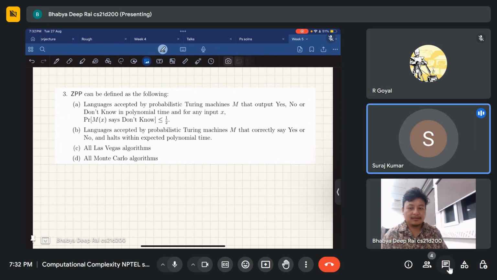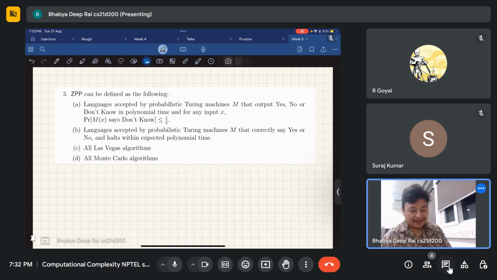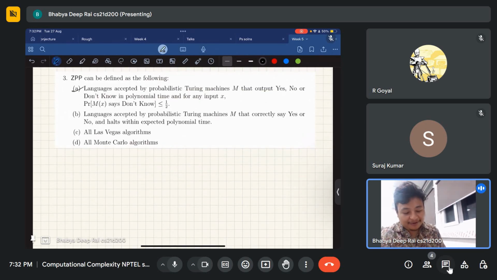For me, only A and B. C, Las Vegas, I don't know. Yeah, only A and B. Okay, for you, you are correct actually. Also, Suraj, for your information, ZPP exactly captures what are called Las Vegas algorithms in the algorithm design scenario. And A and B we already know.